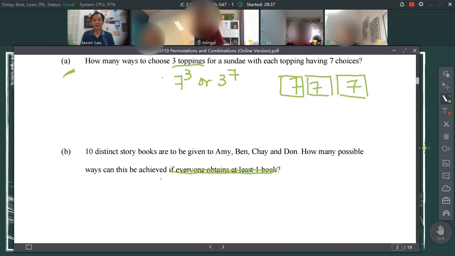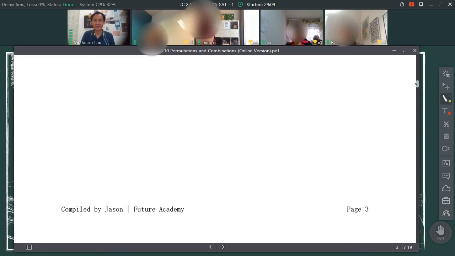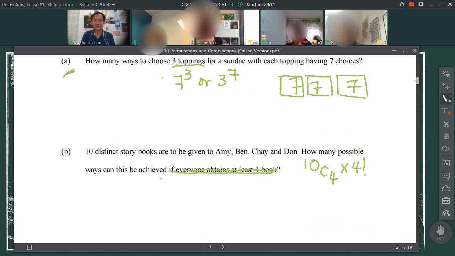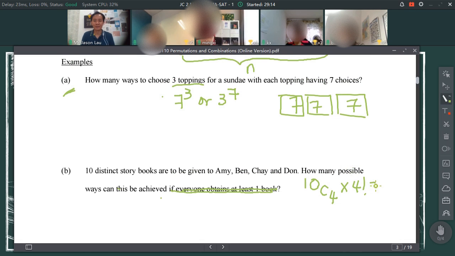If everyone only has one book, then it's simple. If everyone has only one book, we do 10 choose 4, but if not, we do 4 power 10. You have to choose 4 books out of the 10, then you give them 4 factorial. If they want at least one book, it's different and more complicated. So 10 choose 4 times 4 factorial is only for one book each.